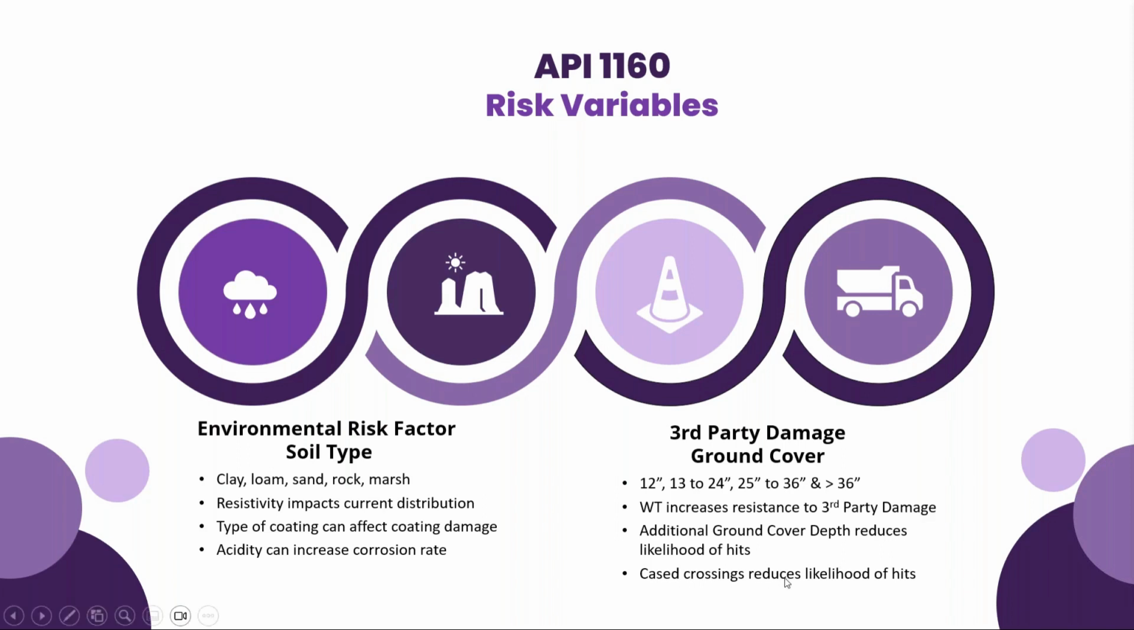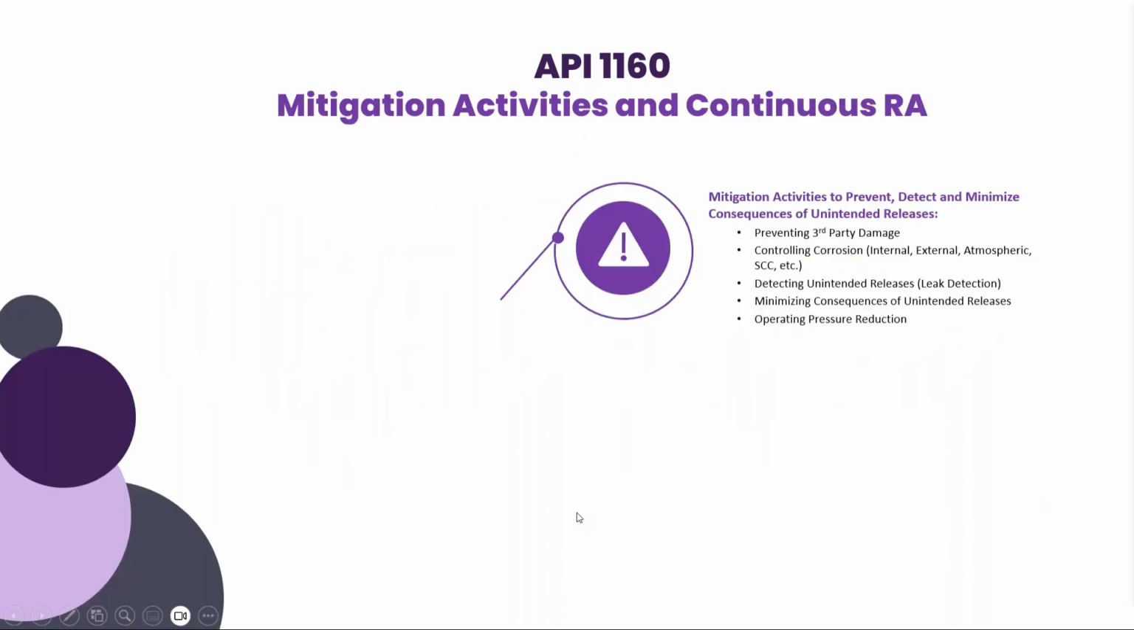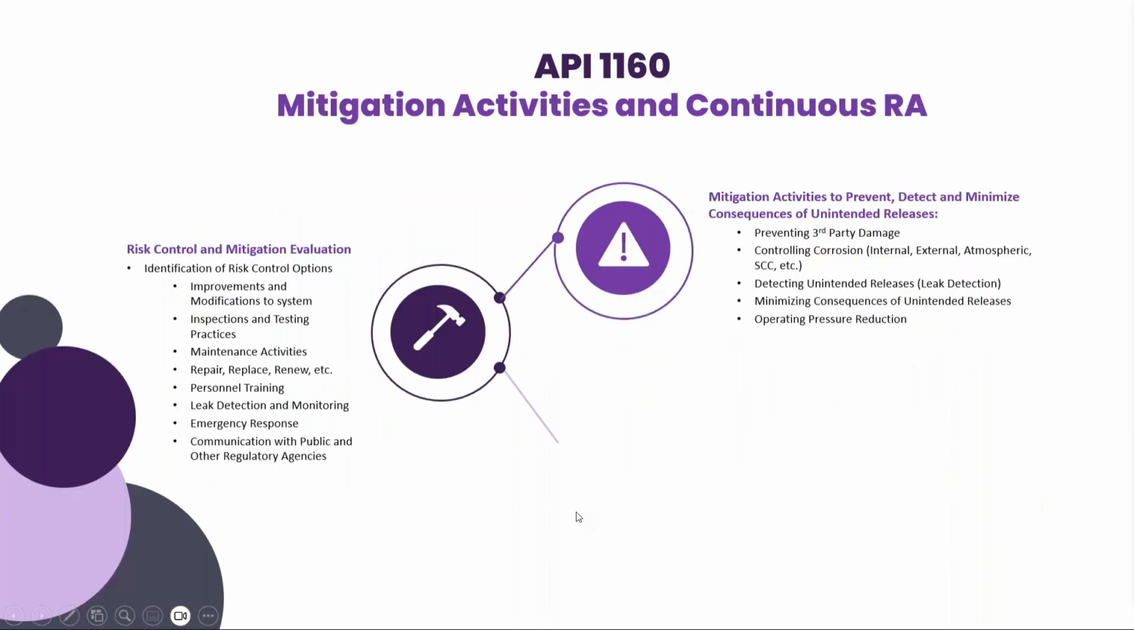Case crossings help, but now we do HDD. So deeper is not always better sometimes. That's another issue. HDD crossings, another subject, another day. But anyway, we need to look at mitigation, to prevent, controlling, preventing third party. How do we do it? Who's minding the store? Controlling corrosion, detecting unattended releases, minimizing consequences.